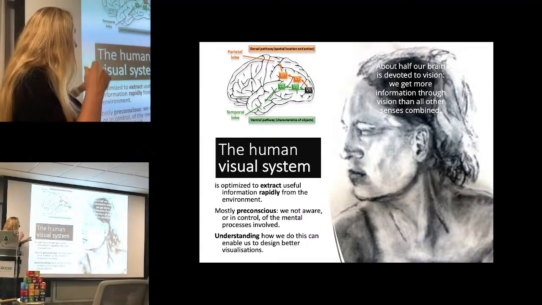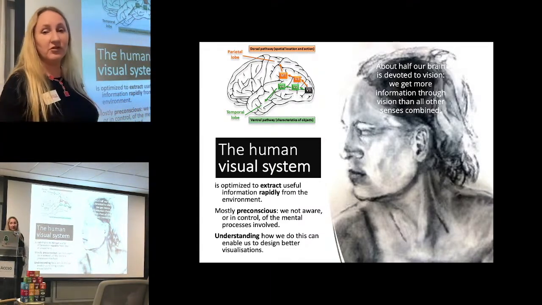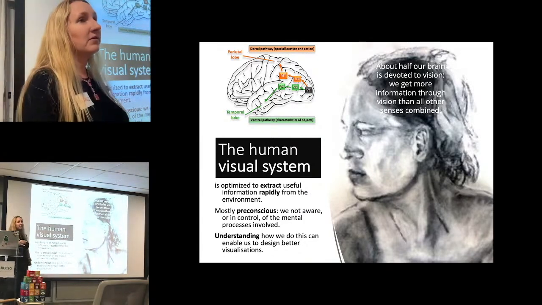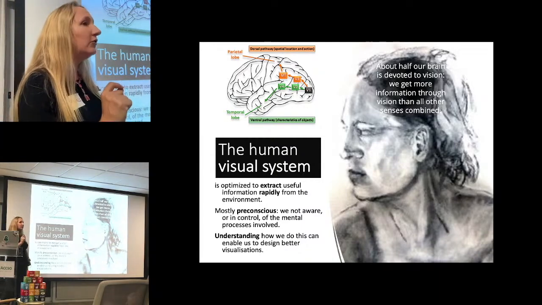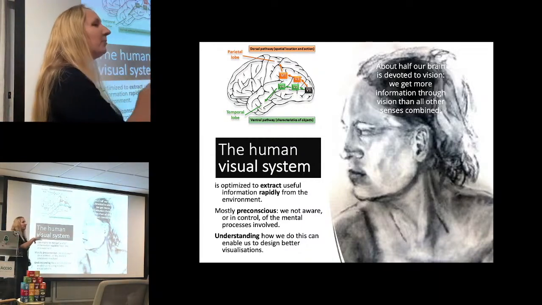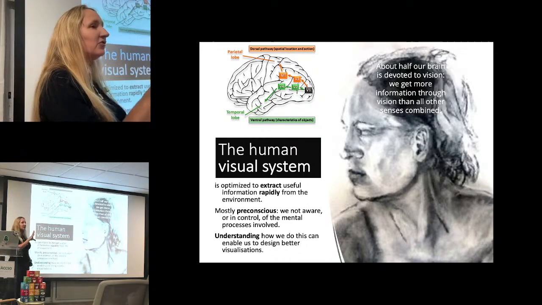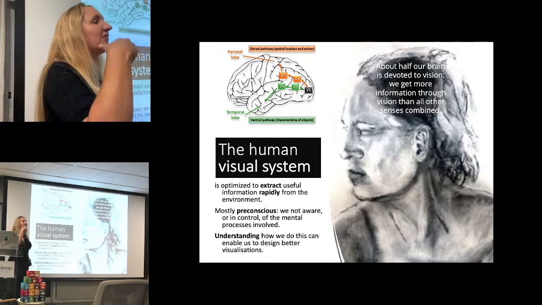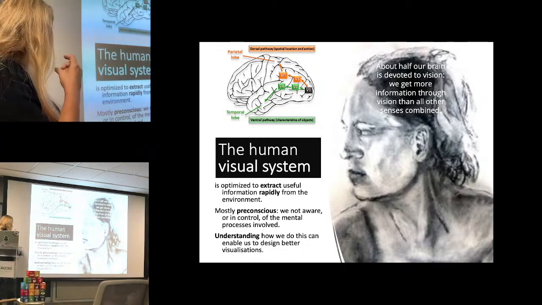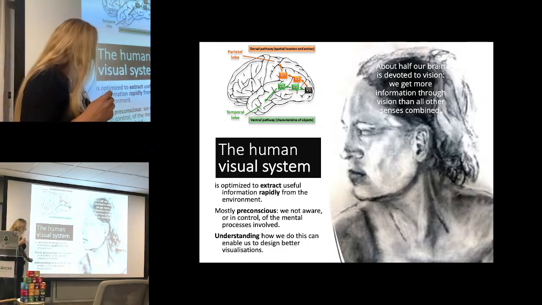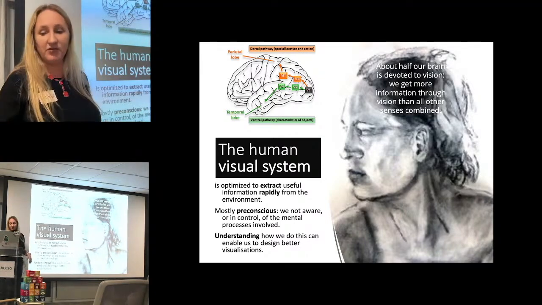And our brain is optimized to extract useful information rapidly from the environment. Very, very quickly. And we're not actually aware of how we do this. So that's really why people design poor visualizations, because we don't actually know how we see. Okay, so if we understand how we do this, we can design better visualizations.